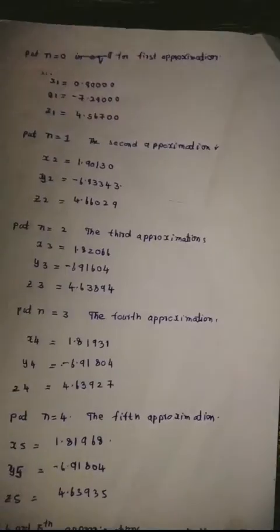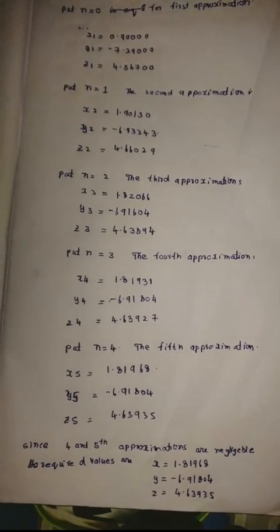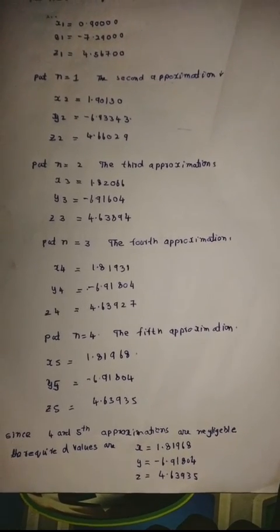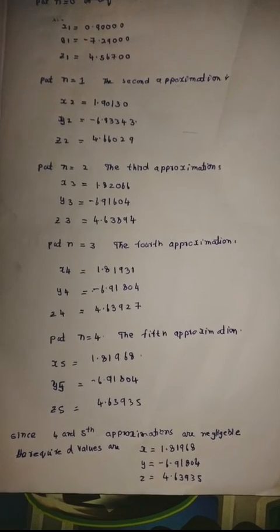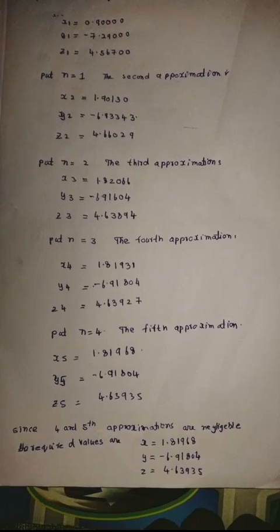As the differences between x4 and x5 are negligible, the exact values of the roots are x is equal to 1.81968, y is equal to minus 6.91804, z is equal to 4.63935. It is the required value.